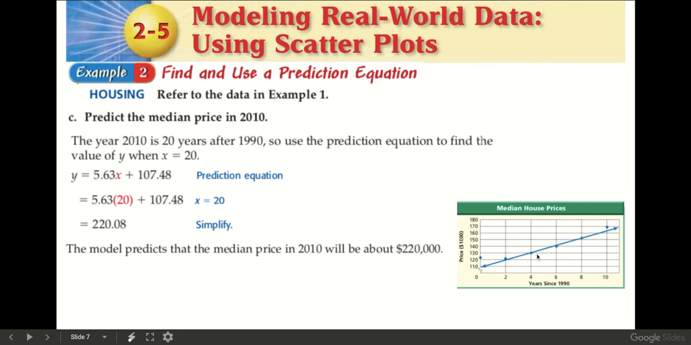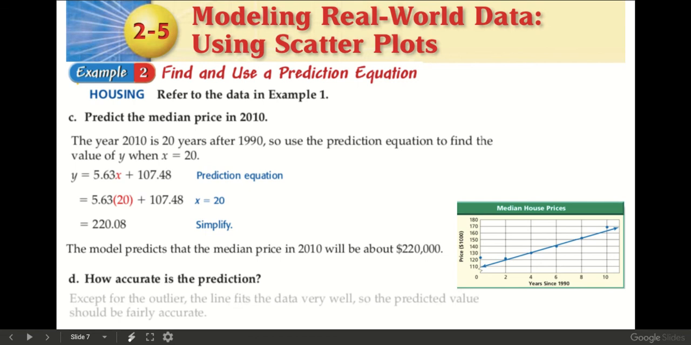So taking a look here, it would make sense that my prediction 10 years after here, right, and 20 years after 1990, is going to be somewhere over here, right? So that makes sense with what's going on there. And it says, how accurate is the prediction? Except for this outlier here, I would say that my predictions look pretty spot on. So I would assume that it would predict the value fairly accurately if these trends continue in this fashion.